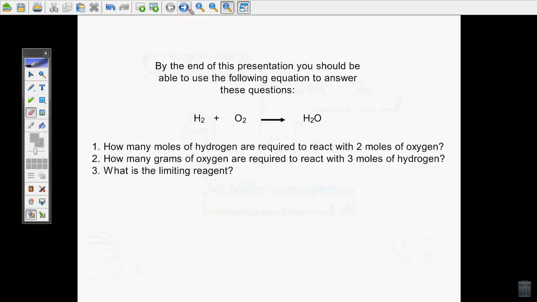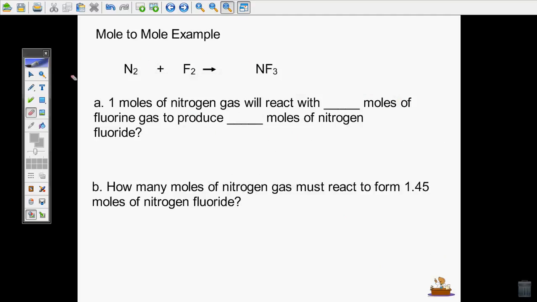Stoichiometry. Okay, so by the end of this presentation, you should be able to answer the following questions. Alright, so stoichiometry is all about making things, which is the whole purpose of chemistry. So we want to know if we're starting out with certain substances, a certain amount of substances, how much product can we get? So, first step is always to balance your equation.